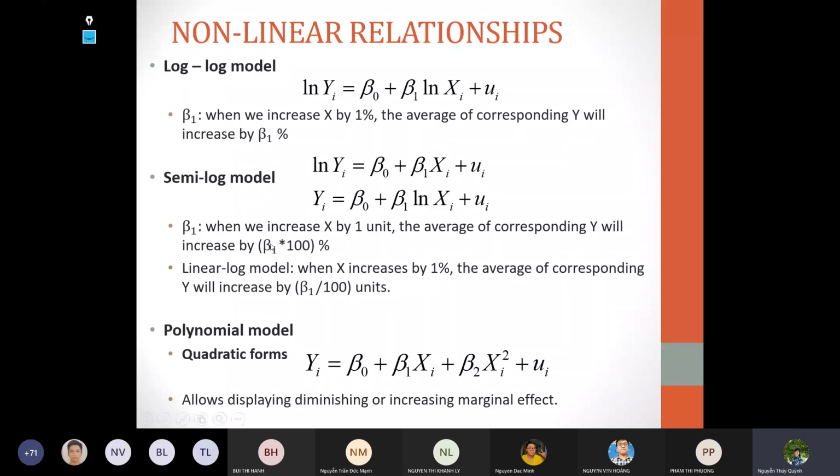Why do we have beta 1 times 100 here, and why do we have beta 1 divided by 100 here? It is just a mathematical transformation. You just do the mathematical transformation and you will get the result. All right.